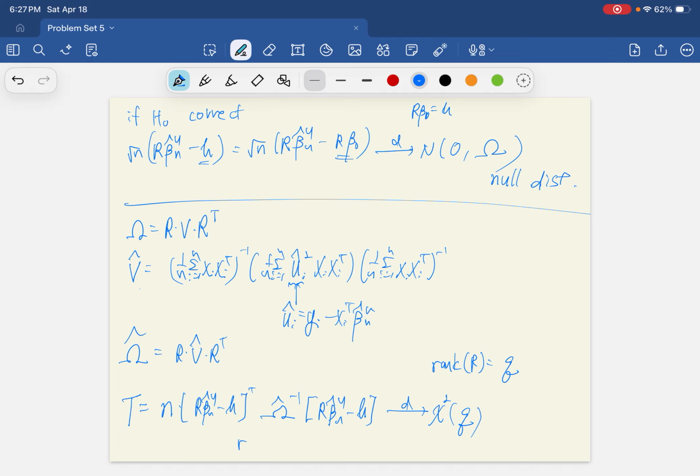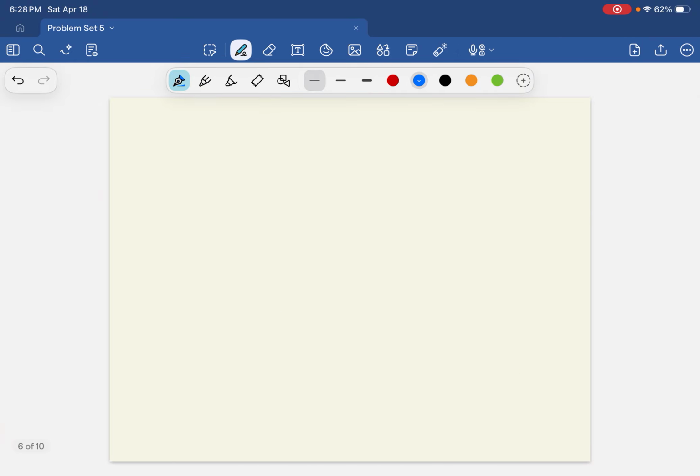So the rank of omega is the rank of R times V times R transpose, but V is full rank under the full rank assumption. V is full rank, then the rank of this guy is Q. So we get the test statistic. You can calculate everything in here.